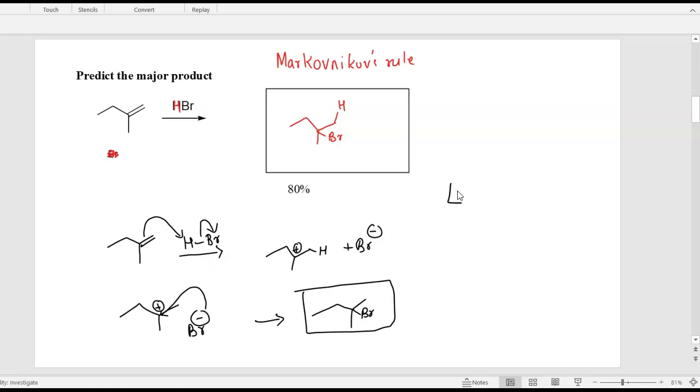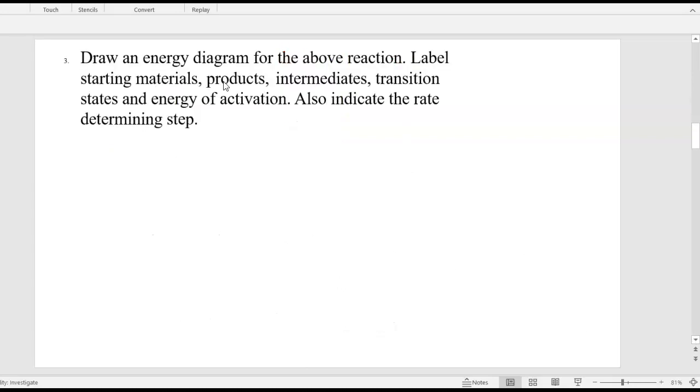This is an electrophilic addition reaction of HBr on alkenes. Okay. All right. Next, it's asking you to draw an energy diagram for this same reaction. Label starting material, products, intermediates, transition state, and energy of activation. Also indicate the rate determining step.